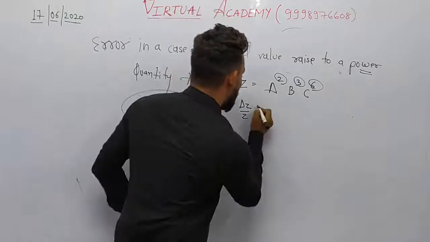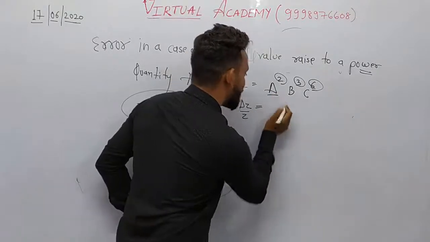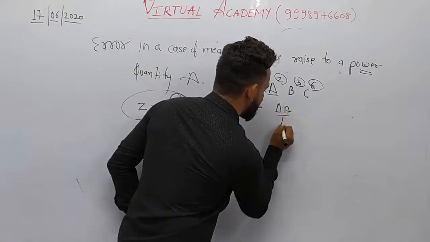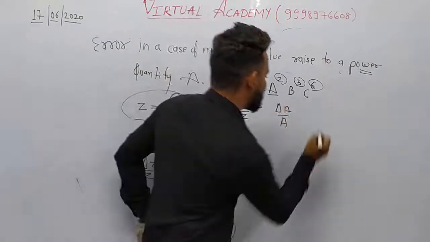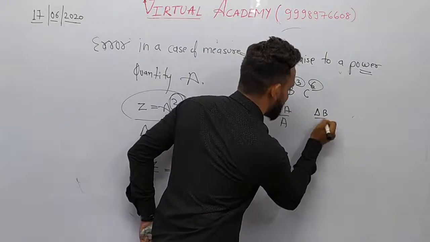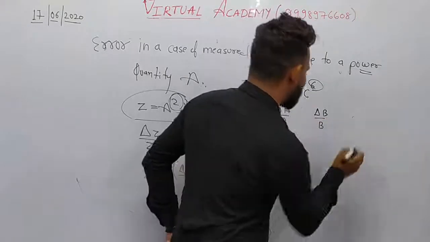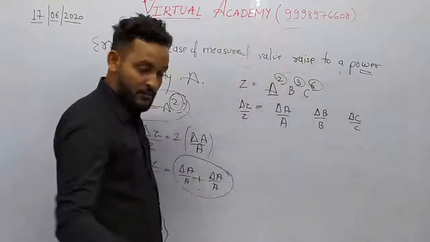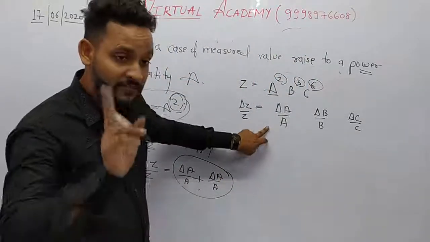प्लस। What about A, what about the physical quantity? It's a delta A upon A. Now what about B? It's a delta B upon B. Now what about C? It's a delta C upon C. Clear? When there is a term of division, then we have to do subtraction.